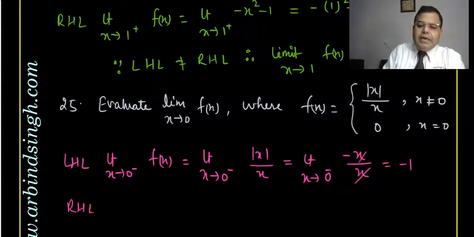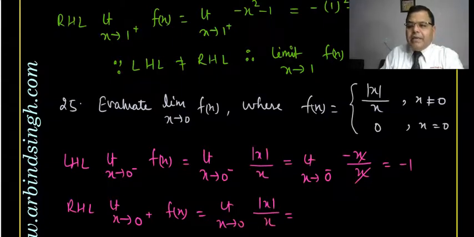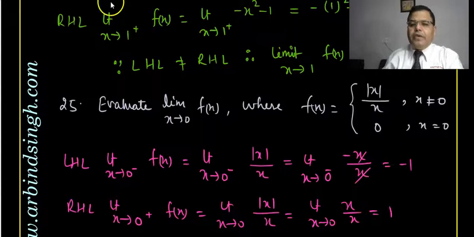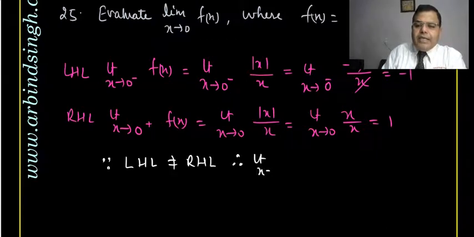If I am talking about RHL, this is 0 plus f(x), then x is again more than 0, it means again it is not equal to 0, but it is positive. So in that case mod x by x is applicable, the same definition whether it is less than 0 or greater than 0. But because x is on the positive side, mod x will be equal to x, and x upon x is 1. So here also LHL is not equal to RHL, and therefore the limit does not exist. Since LHL is not equal to RHL, limit x tends to 0 f(x) does not exist.